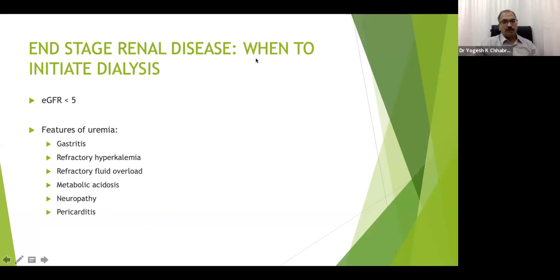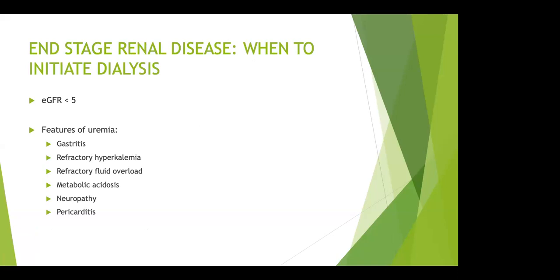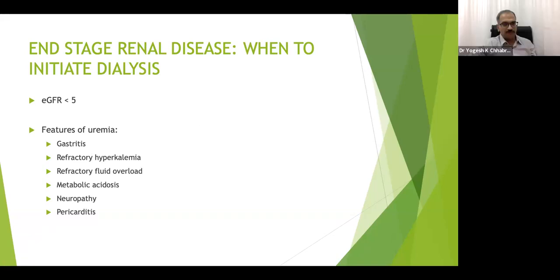Now coming on to the most important thing, when to initiate dialysis. First of all, renal replacement therapy is a broad term which includes hemodialysis, peritoneal dialysis, and also the renal transplant. When should we think that the patient requires dialysis? Mostly if the GFR is below 5, but definitely there is no good cutoff.